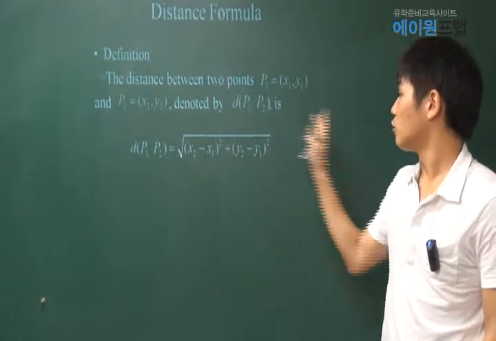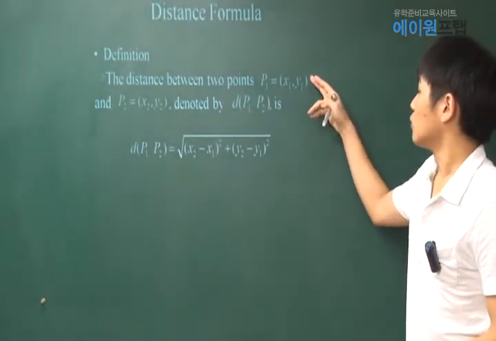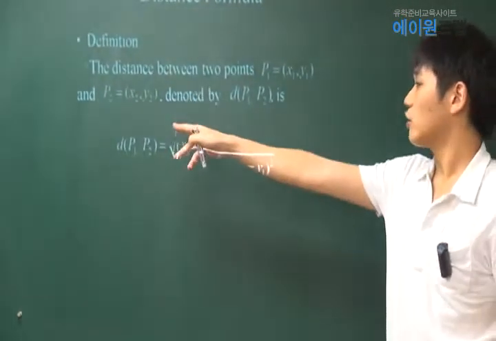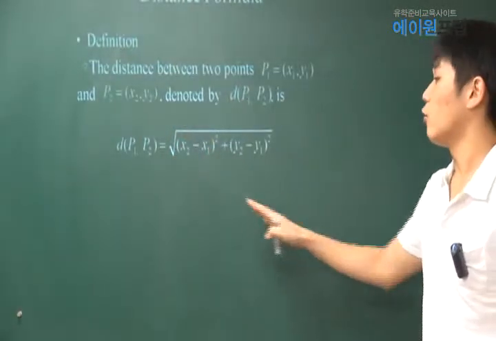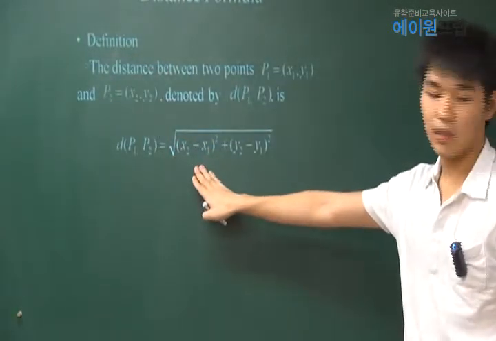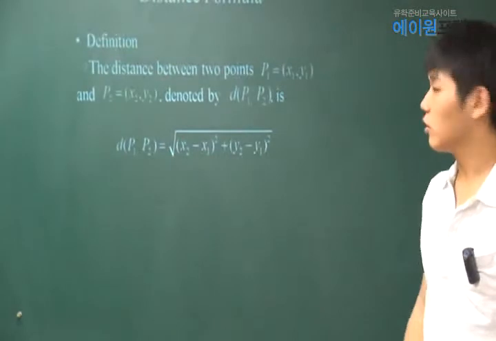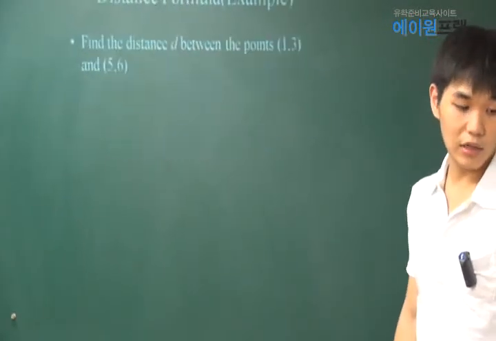Now remember that there's two coordinate systems. There's x1 and y1, x2 and y2. So there's 2 points, and we apply that inside this distance formula to find the distance between 2 points. So let me show you through an example how to do this.